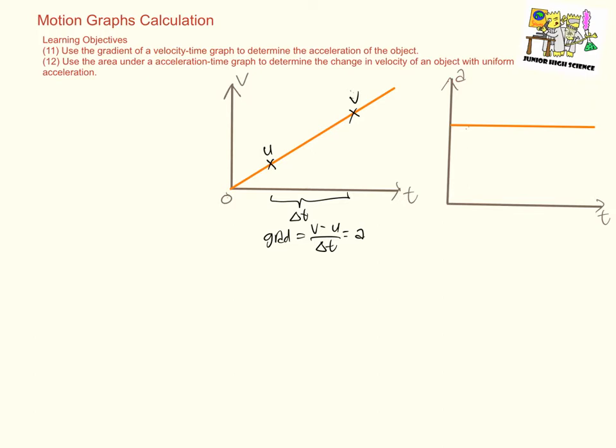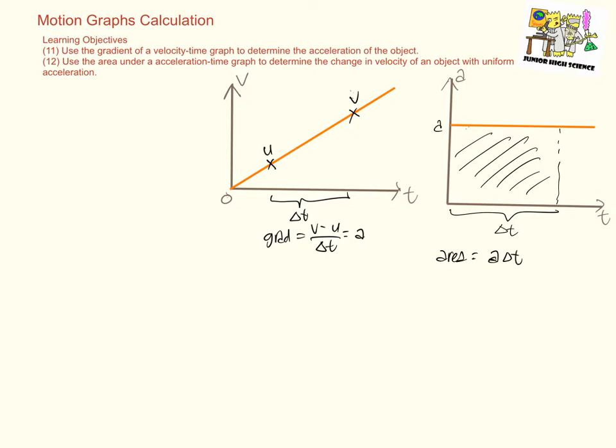So let's proceed on to our second learning objective. Let's look at this acceleration time graph for a constant acceleration object. So say if we want to find the area underneath this acceleration time graph for this particular time interval, the acceleration value is a. The area under the graph will therefore be acceleration multiplied by the time interval, the area of this rectangle over here.